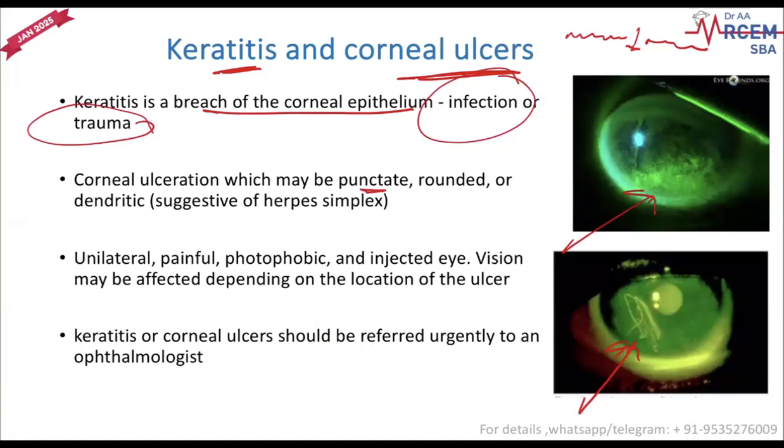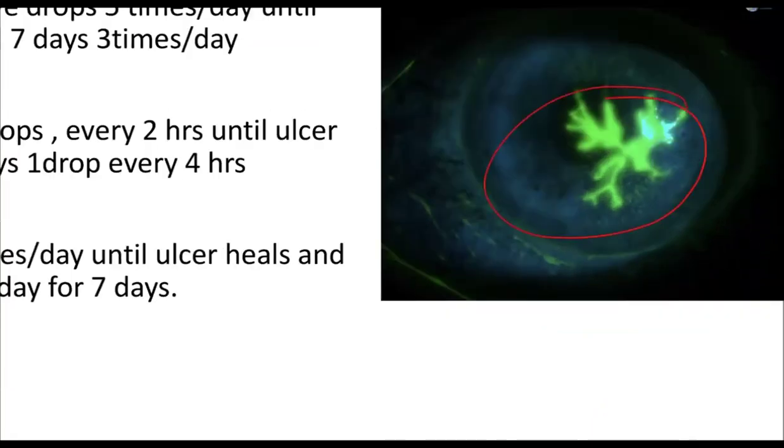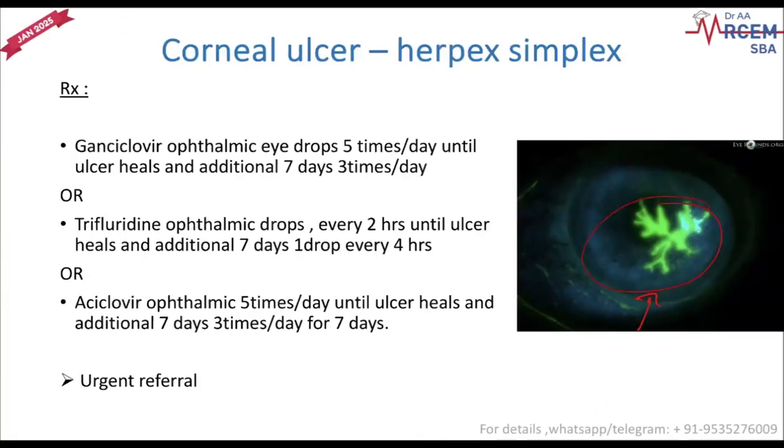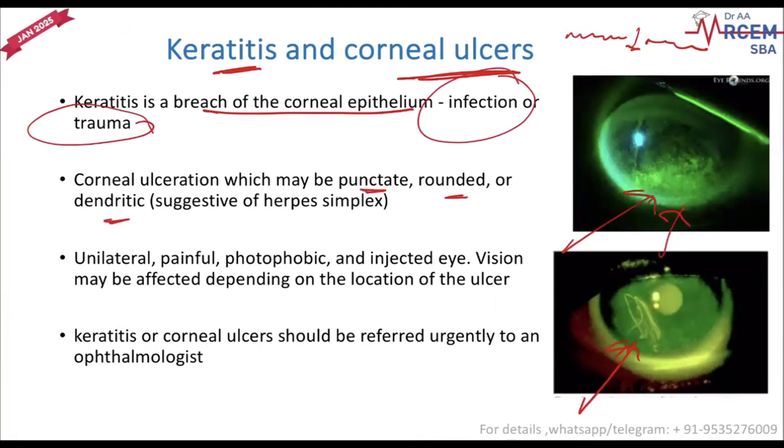Depending on the presentation, it might be punctate. This is the punctate. It might be rounded. It might be dendritic. Dendritic is very important. This is the dendritic, suggestive of a herpes simplex virus infection. Unilateral, painful, photophobic injected eye, they present to the emergency department.